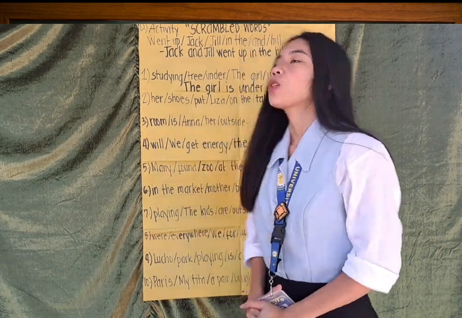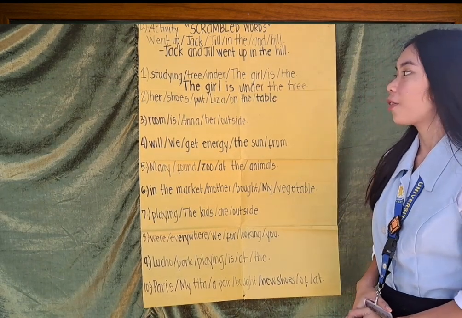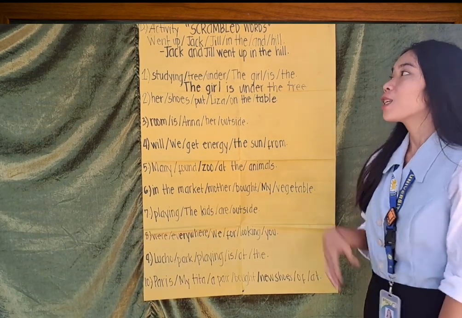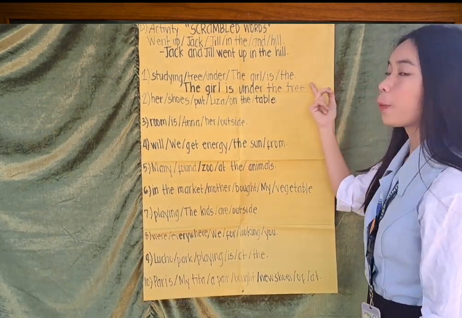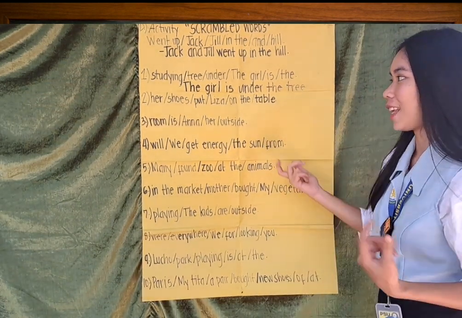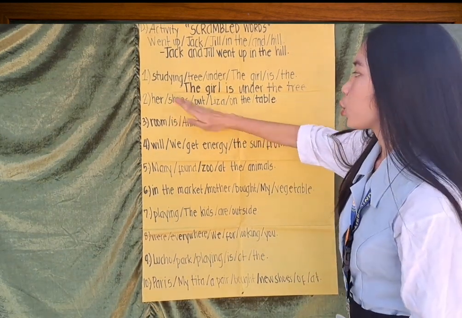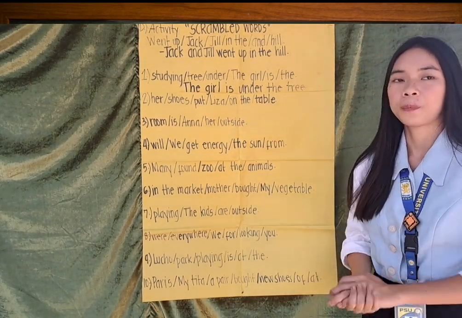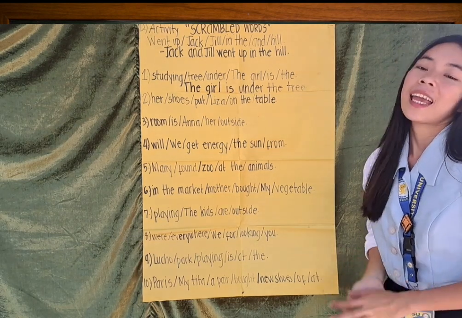Okay? So, for number 1, what's the answer, Dayan? Okay, very good. The girl is under the tree. Since I already wrote the answer, this will be your bonus. So, you already got 1 in your activity. For number 2 is Raya. Her shoes, put, Lisa, on the, end, table. What's the answer? Okay, very good. Lisa put her shoes on the table.